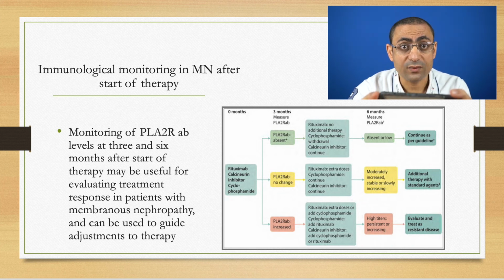If the patient after 3 months has an increased antibody level, and we started with rituximab, an extra dose will be needed, or additional combination with cyclophosphamide or CNI is needed. For patients started with CNI, cyclophosphamide or rituximab will be given as additional therapy, and we will check again the antibody level after 6 months. If it's still persistent or increasing, we will deal with this case as resistant.